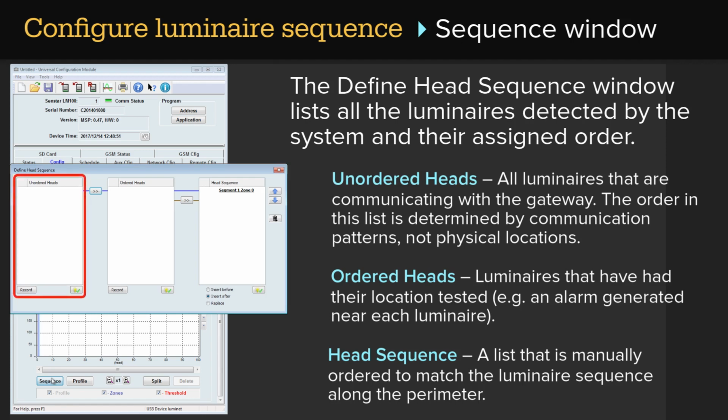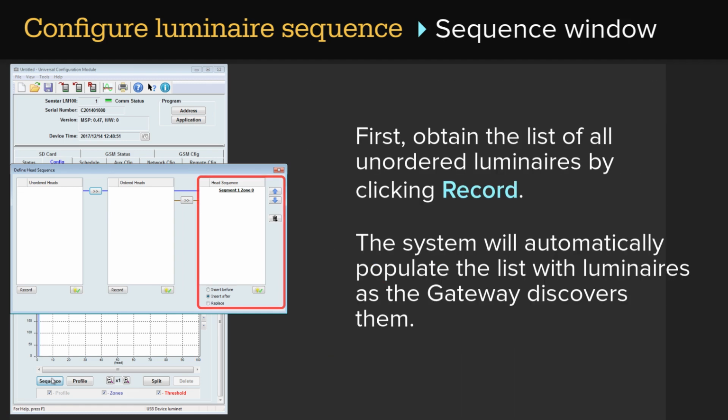Unordered heads: all luminaires that are communicating with the gateway. The order in this list is determined by communication patterns, not physical locations. Ordered heads: luminaires that have had their location tested, for example, an alarm generated near each luminaire. Head sequence: a list that is manually ordered to match the luminaire sequence along the perimeter.